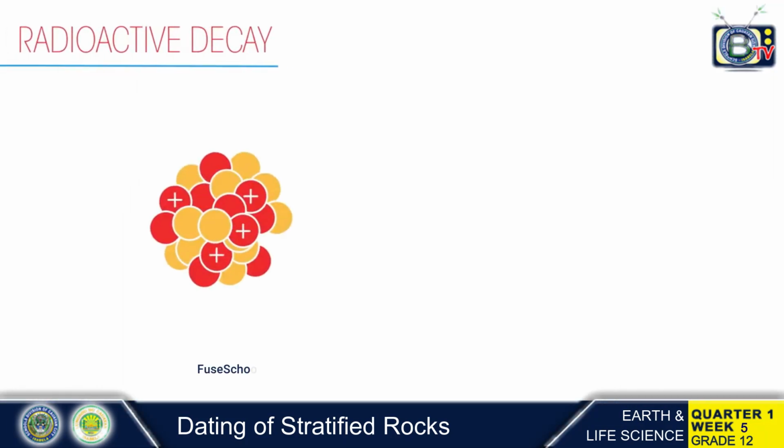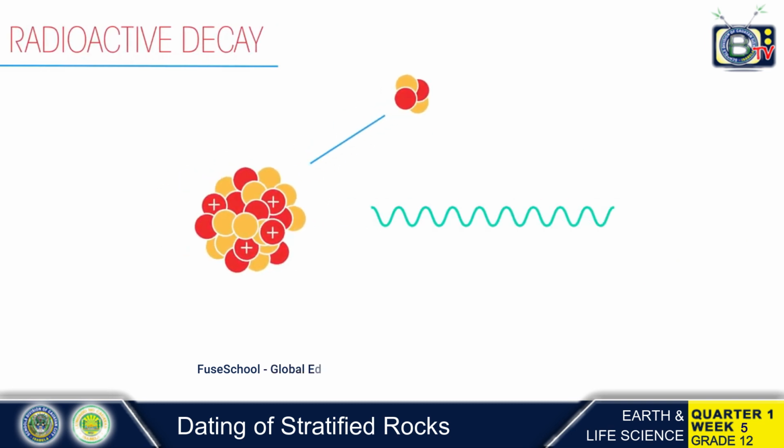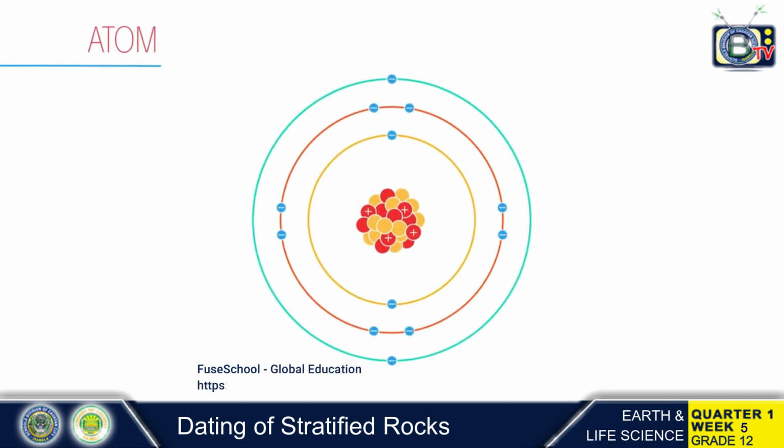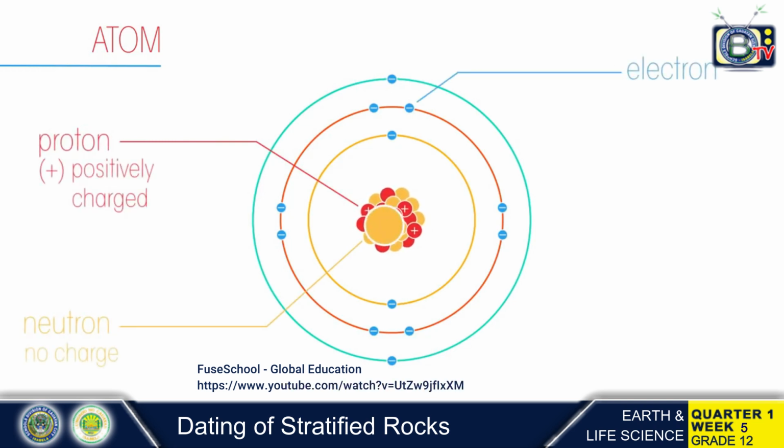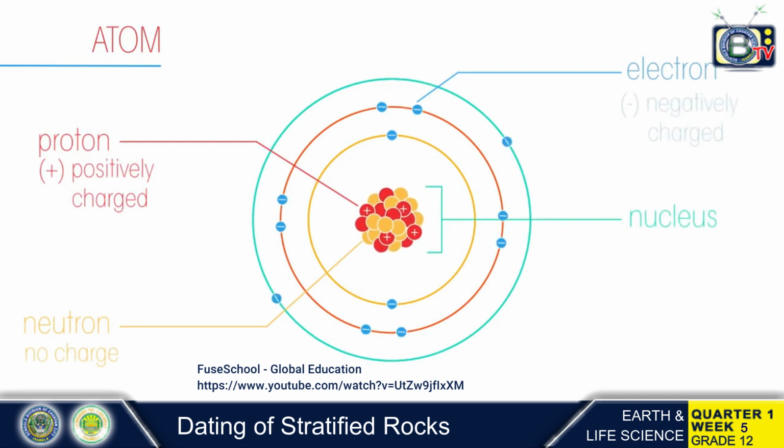We're going to learn about radioactive decay. An atom is composed of subatomic particles called protons, neutrons, and electrons. Positively charged protons and neutrons with no charge form the central nucleus. Negatively charged electrons orbit the nucleus.